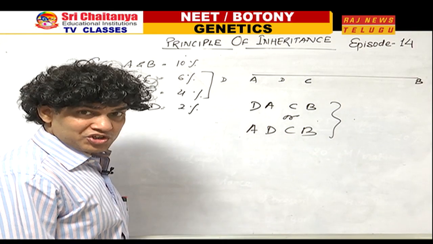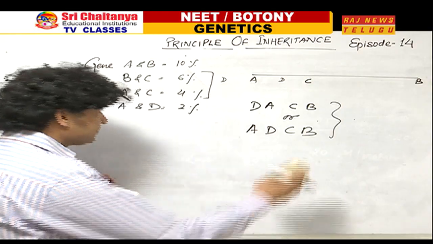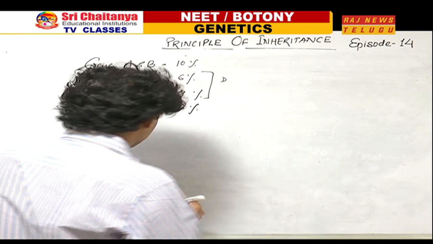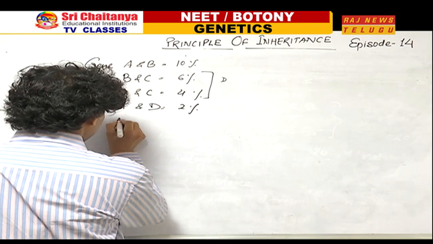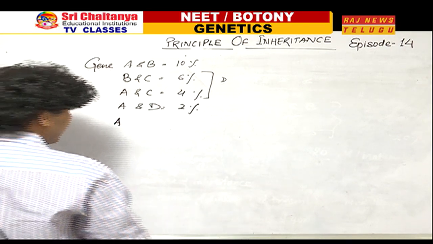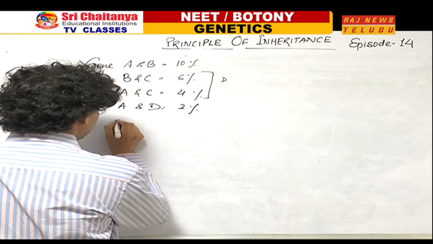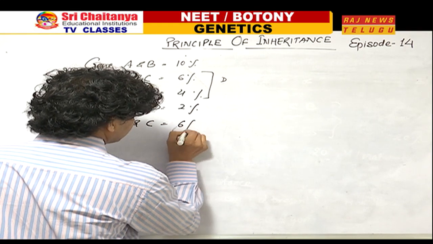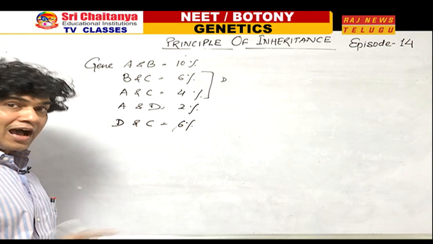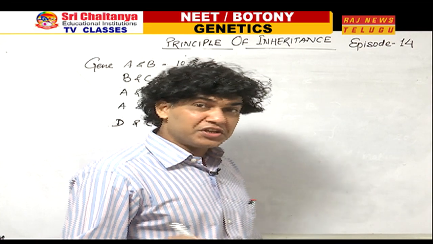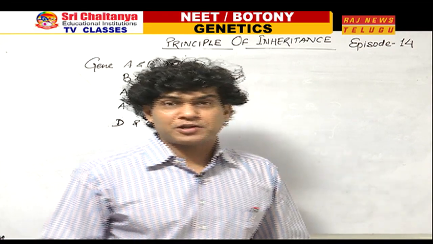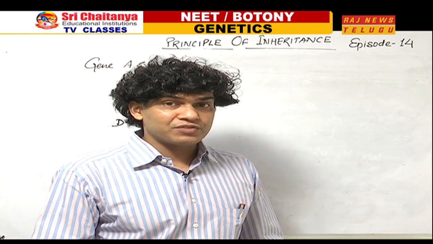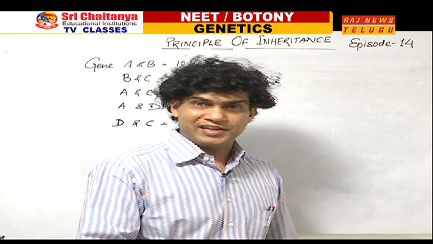But in the same question, if I add one more aspect, what is this aspect? If I mention that the distance between the D and C is 6%. Now the distance of the gene D is not only given with respect to the A, it is also given with respect to the C. It means now its direction would not be uncertain, it would be certain.